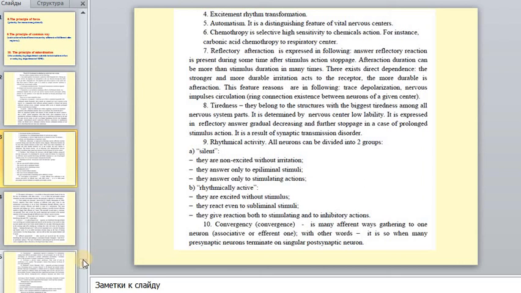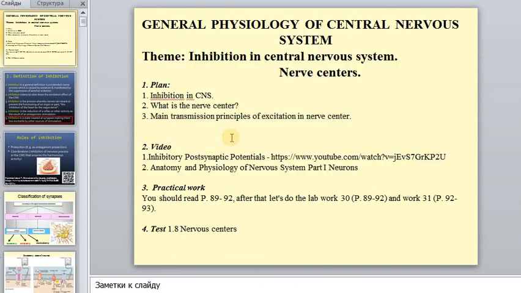For this practical, we have all information on the first slide. You see these video files, and I will give the links to these videos in the description of this practical. And here we see the test for this practical work.